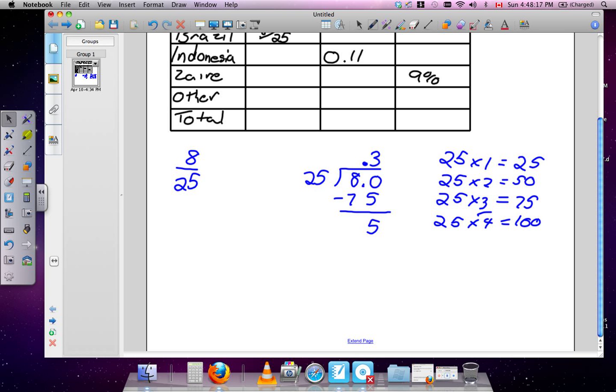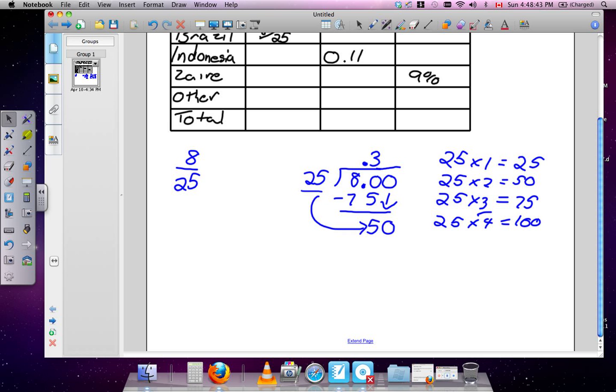Well, we need to keep going. Because we're past the decimal, we can continue to add zeros. So we're going to put another 0 on here. The good part about writing out the multiples is you'll see in a second. We bring this 0 down, and now we have the number 50. 25 has to now go into 50. How many times does 25 go into 50? If we look at our multiples, we already have it.